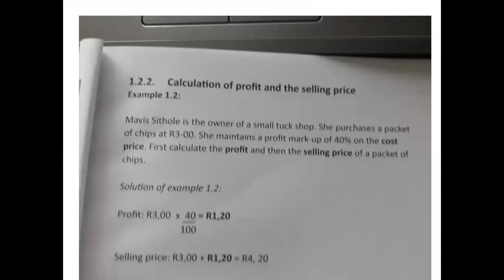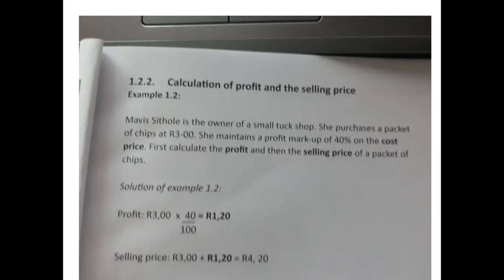If you need to do the profit, you're going to do it on the cost price, or on the 3 rand. So 3 rand times 40%. Now, if it is a percentage, then it's always divided by 100, and that gives you 1 rand 20. So the profit that she's making is 1 rand 20. If you add the 1 rand 20 to the cost price of 3 rand, you will get 4 rand 20. So the 4 rand 20 will be your selling price.